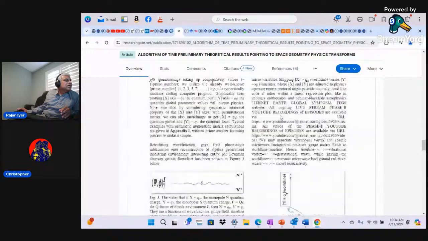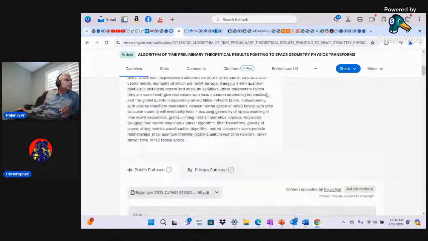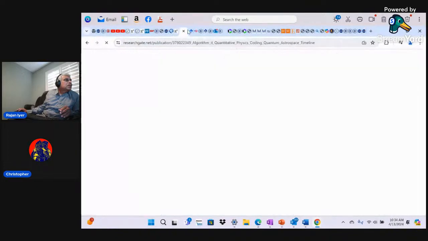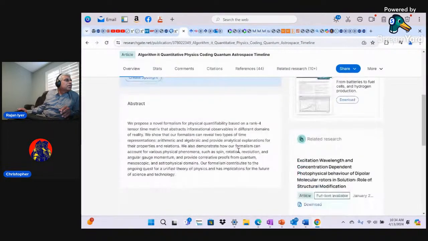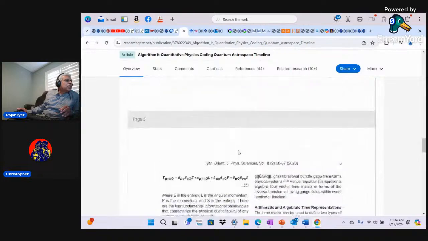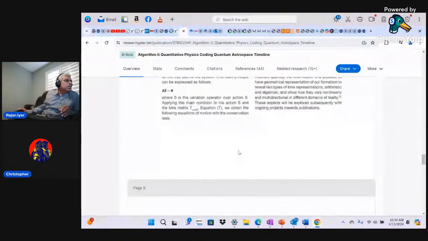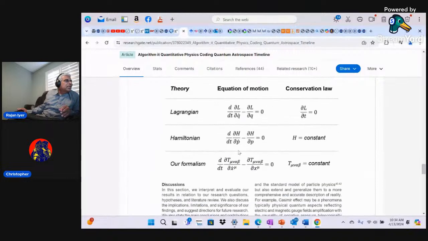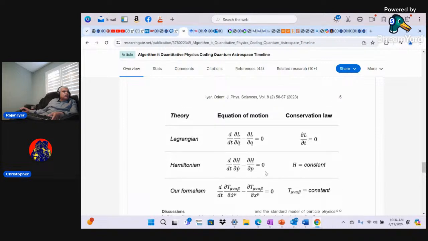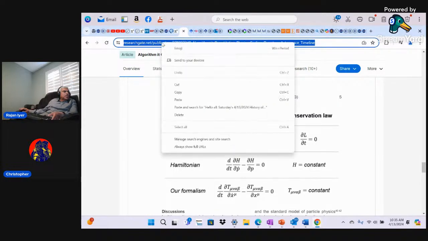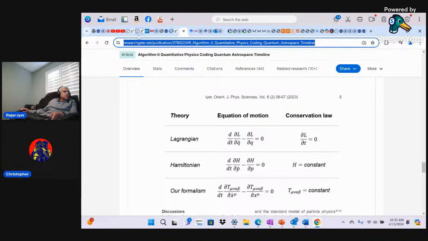Let me check. Yeah, this one talks about the conservation. I'm looking more into conservation, and I have analyzed how the vector, the tensor time can be conserved, just like Lagrangian and Hamiltonian, and how the conservation law can be pulled out from there. So that is the website I can put. I'll try to put that.